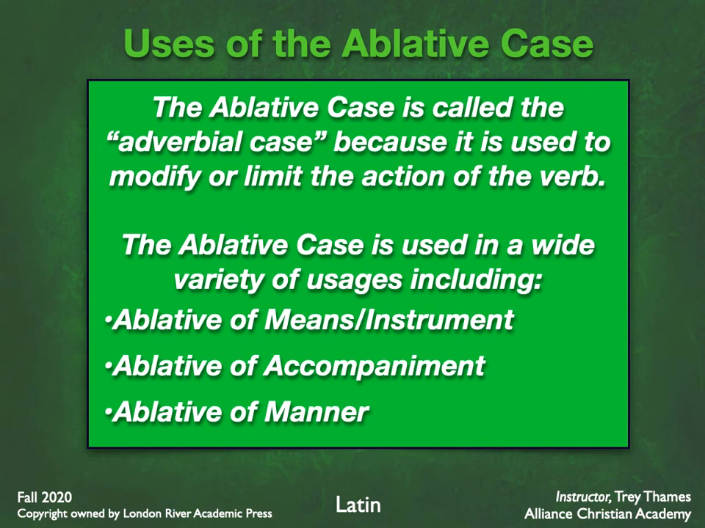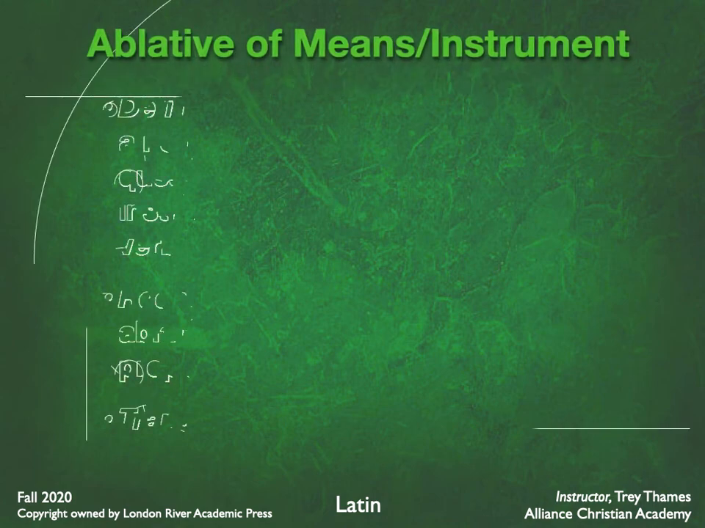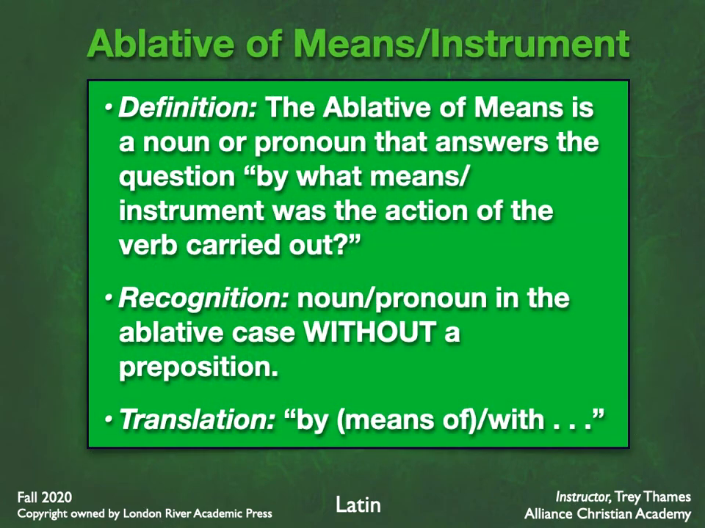And last year, we learned three specific uses: ablative of means, ablative of accompaniment, and ablative of manner. So just real quickly looking at these different forms, the ablative of means or instrument is a noun or pronoun that answers the question by what means or instrument was the action being carried out. And how do you recognize it? Well, you have a noun in the ablative case that has no preposition in front of it. There's no preposition. And when you translate it, you say by means of or with blank, whatever that noun is.